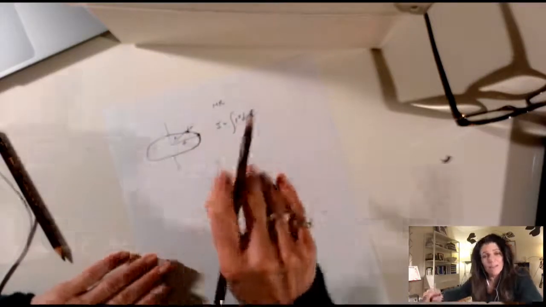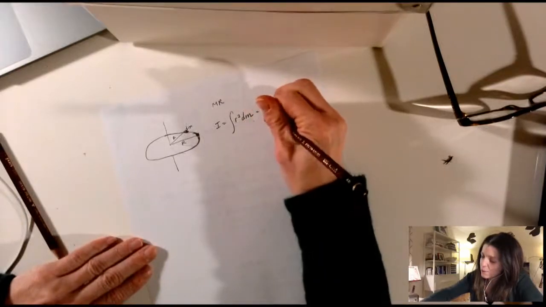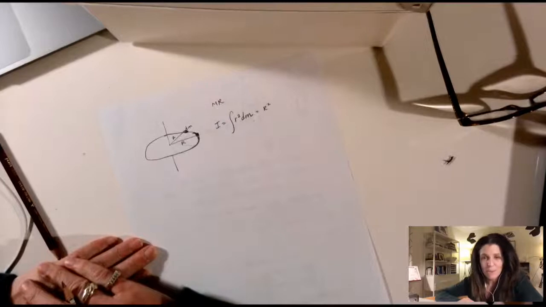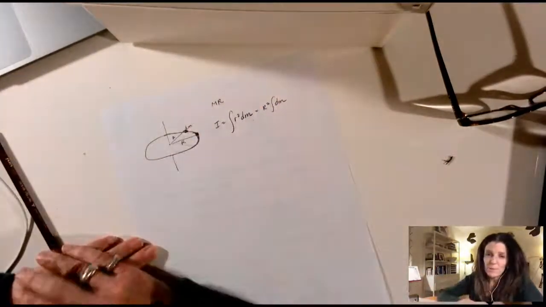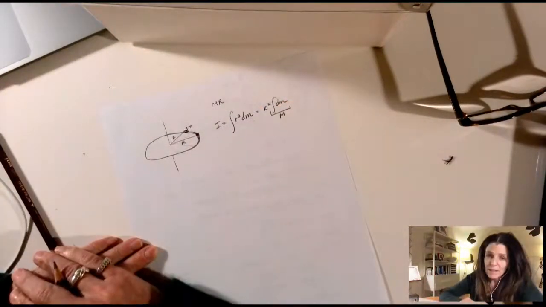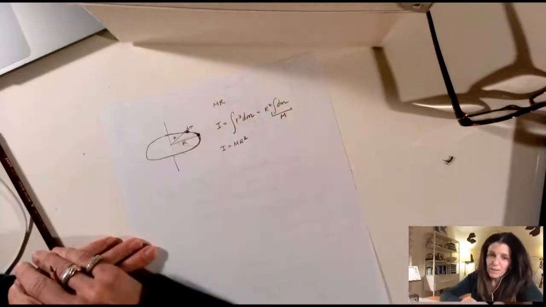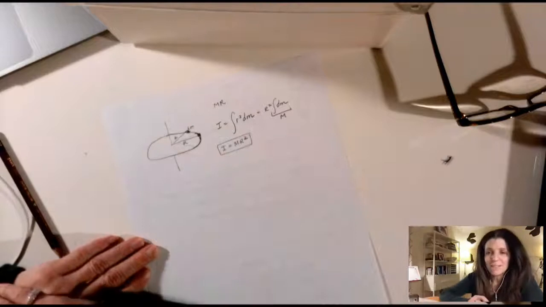That's really cool. Because of that, I can pull out the r, which is just the radius of the ring, squared. And then it just becomes the integral of dm. Well, the integral of dm is just the mass of the ring. And so the moment of inertia of a ring rotating about its center of mass is just mr squared. Super simple.